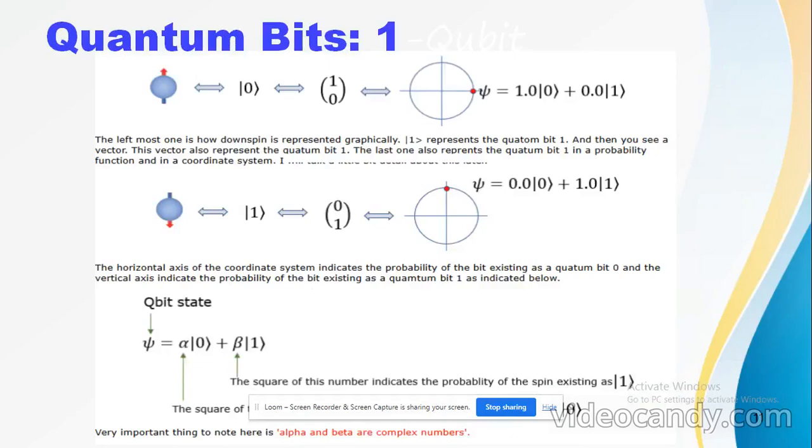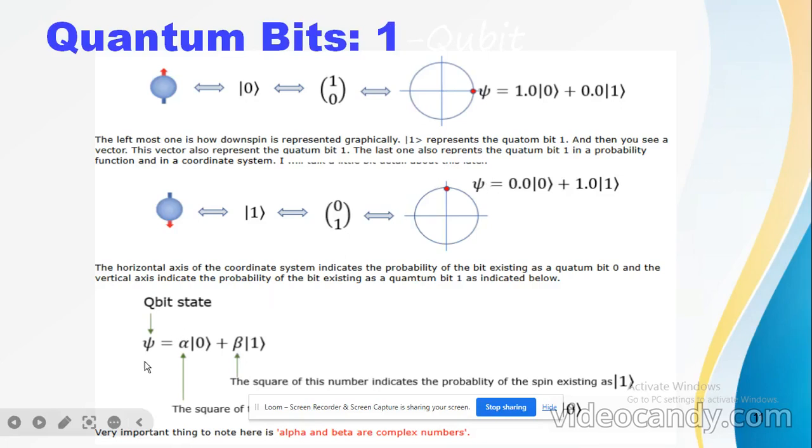Let us understand the qubits in detail. This one shows the qubits of size 1 with the two states ket 0 and ket 1. And this is how it is represented graphically. And this shows the vector representation. And the last one represents the quantum bit 0 in a probability function. And similarly, this one shows the vector representation of ket 1, and this one shows the probabilistic function.